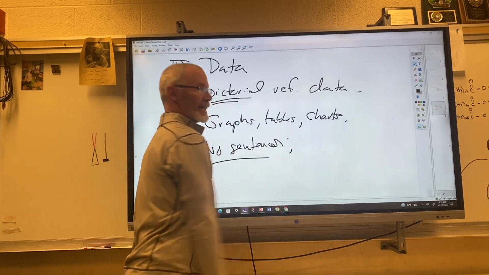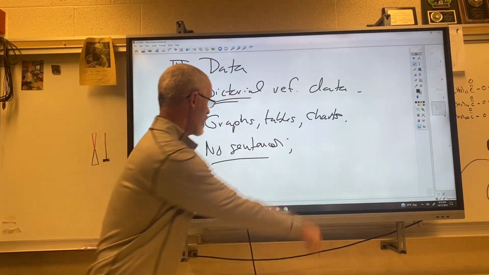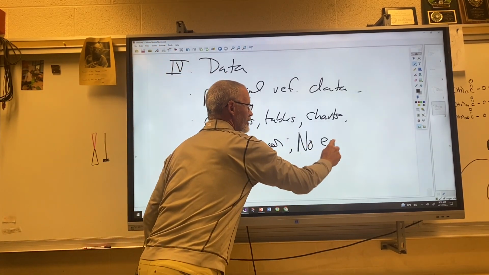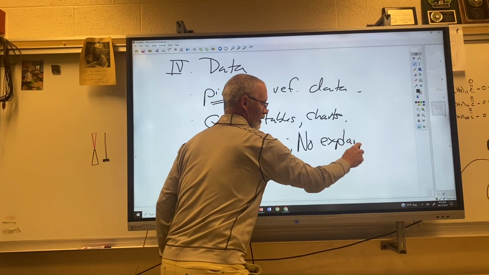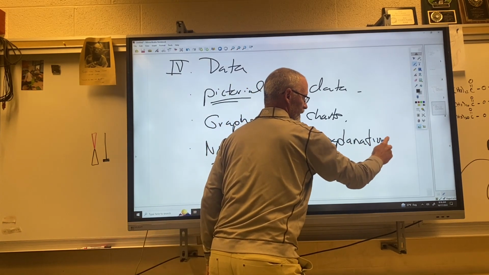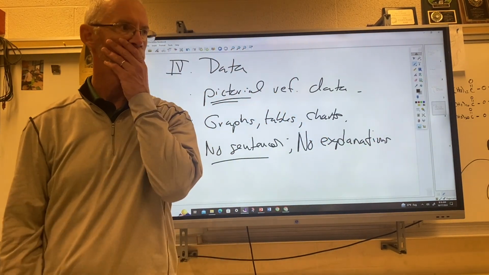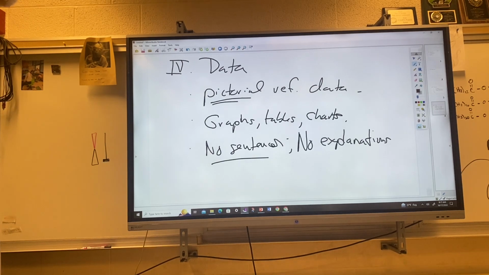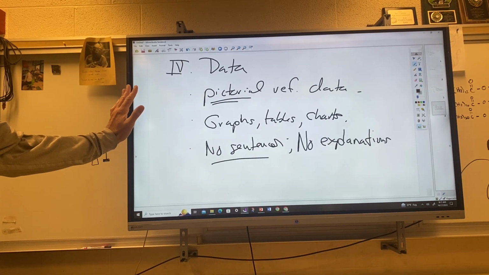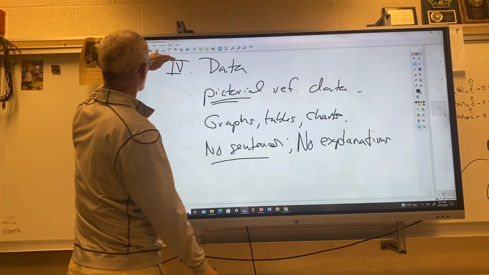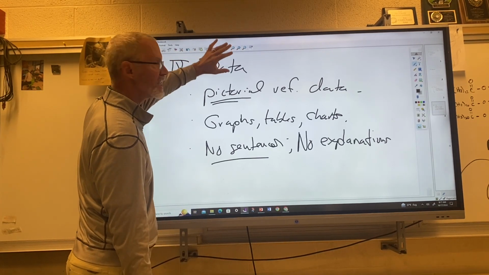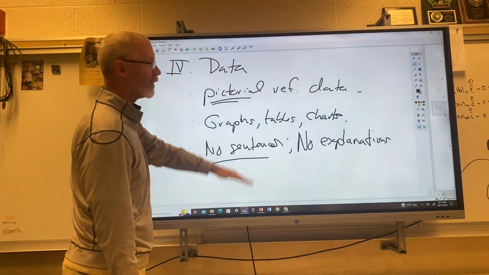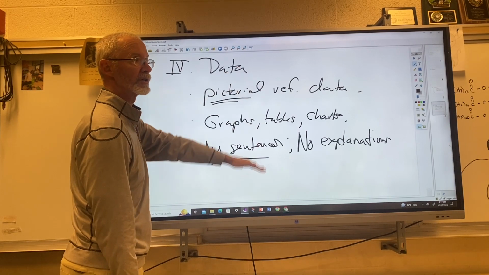Therefore, explicitly, no explanations. Where do those go? In the conclusion. Very good. That's the data section. And remember, I didn't teach any of this the last time. So you're going to have Roman numeral 4, period, space, and the word data. And then you must follow these rules or restrictions.